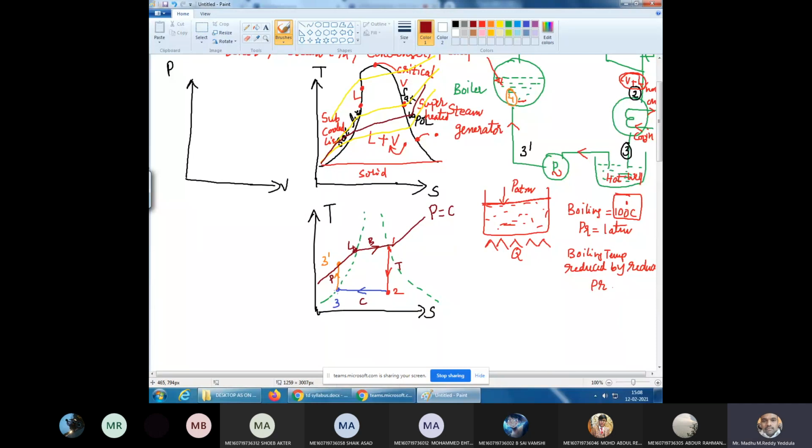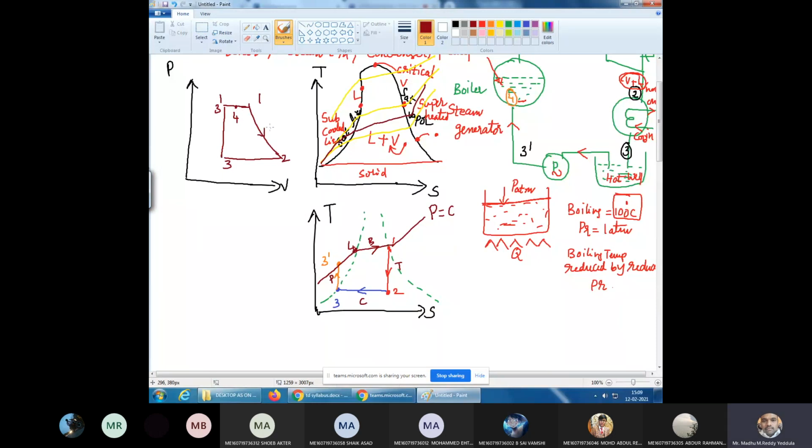This is the TS diagram. Whereas coming to the PV diagram, 1 to 2 is isentropic expansion. Then 2 to 3 is constant pressure heat rejection. The condensation process is a constant pressure process. Then 3 to 3 dash is an isentropic compression process, and 3 dash to 4 is constant pressure. 4 to 1 is also a constant pressure process.